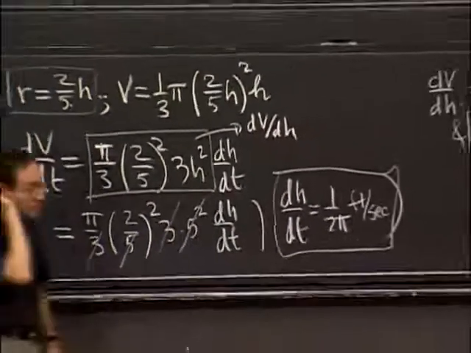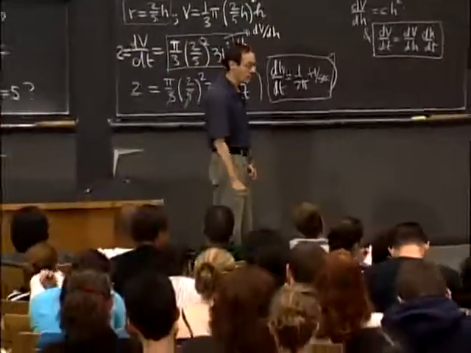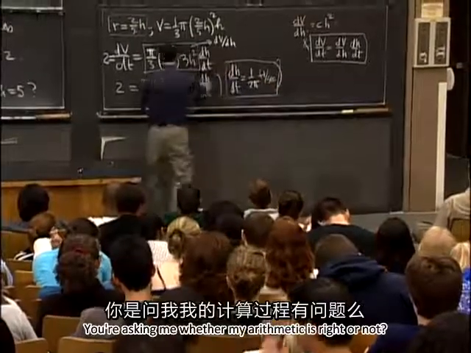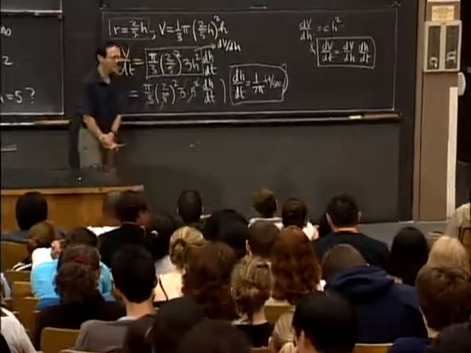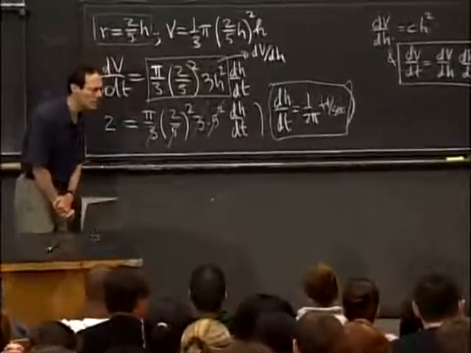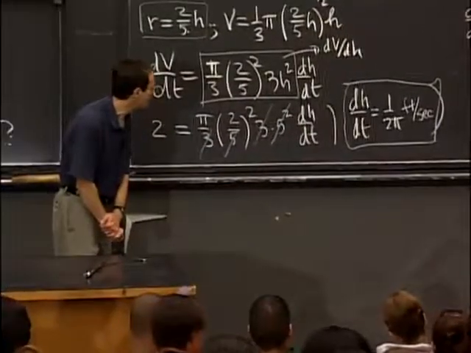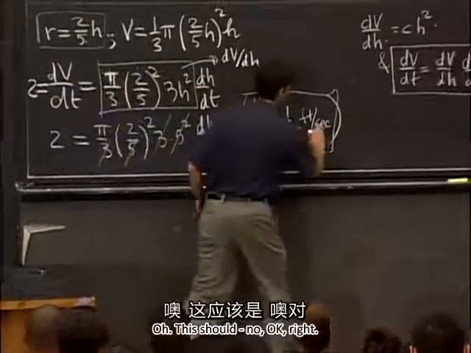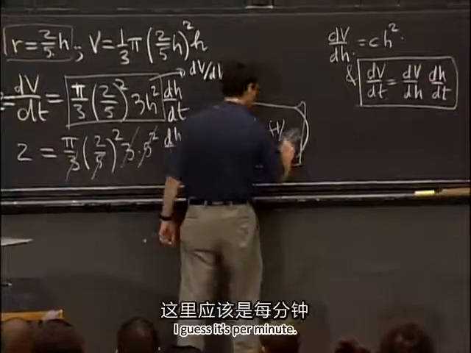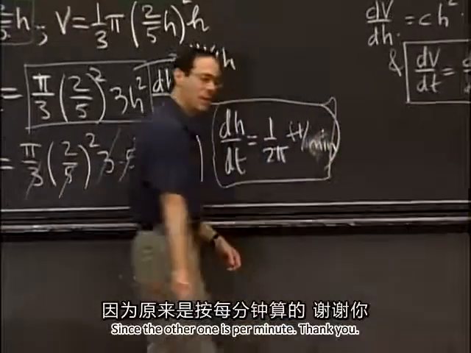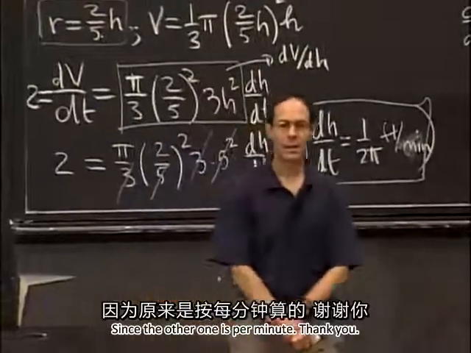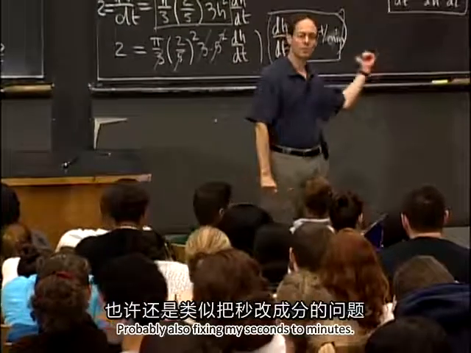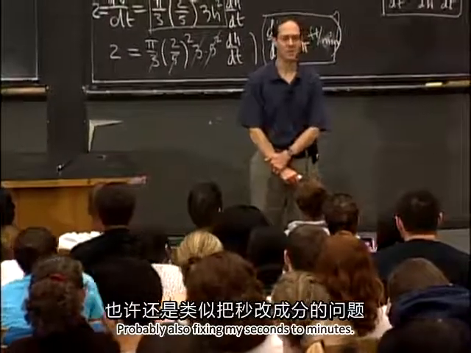Yeah, another question? You're asking me whether my arithmetic is right or not? That's pi per second. Oh, this should, no. Okay, right. I guess it's per minute, since the other one is per minute. Thank you. Yes. Was there another question? Probably also fixing my seconds to minutes here.